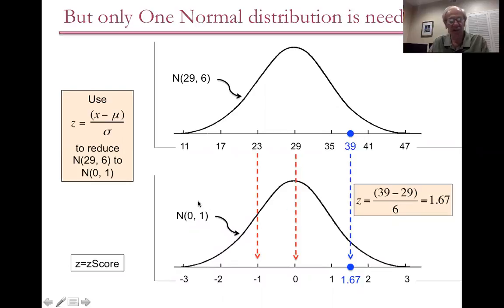I should have that on this chart too. And 23, if I get 23 minus 29 over 6, I'll get minus 6 over 6, which is minus 1. So the 23 goes to minus 1. This is the standard deviation, which I had marked off on the previous chart. Anyway, this equation converts a number in the original population, in our case the 29.6 curve, into the standard normal curve, 0.1.